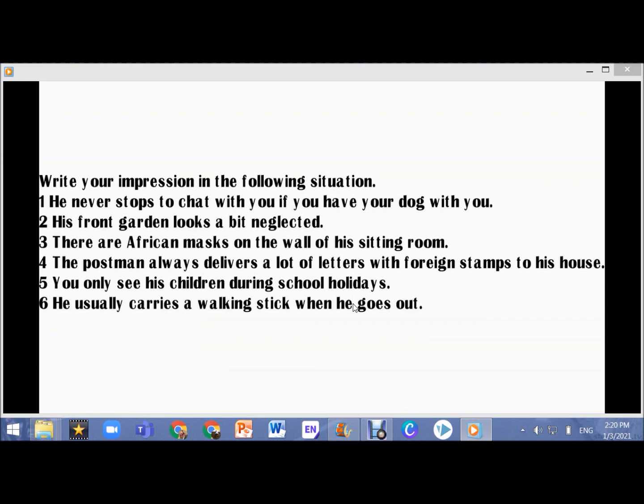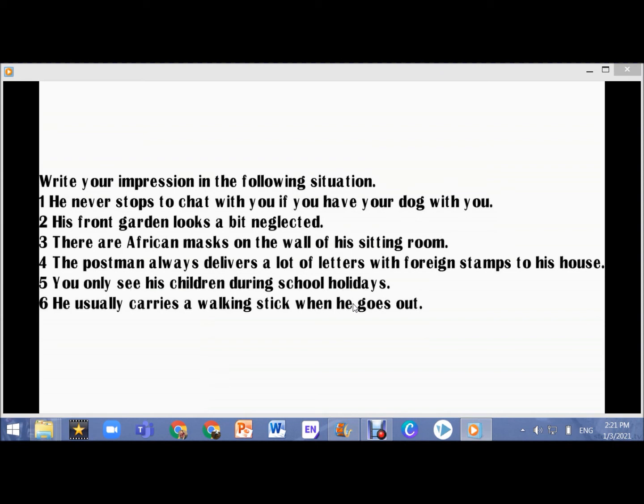Your impression and your friend's impression will be different, because, as I already explained, it is based on perception and observation. So it is based on personal understanding. From person to person, their perception will be different, so the answer may also be different. Next, for example, his front garden looks a bit neglected. Maybe he seems busy, or he seems lazy, or you can write any possibility. Another possibility is that he does not seem to be very keen on gardening. Many possibilities are there.